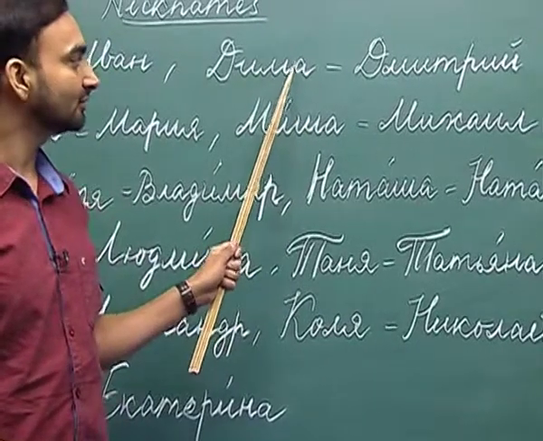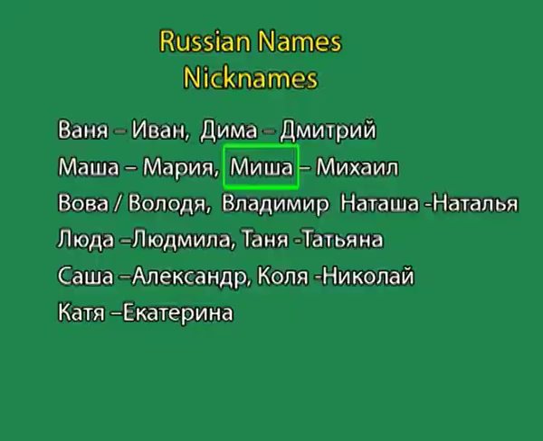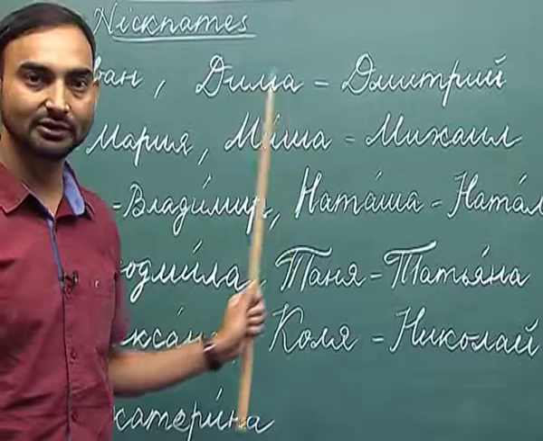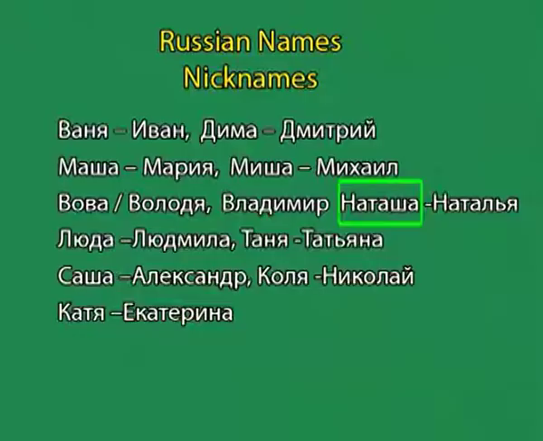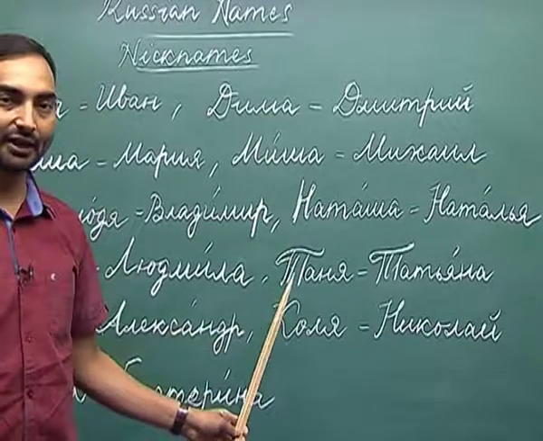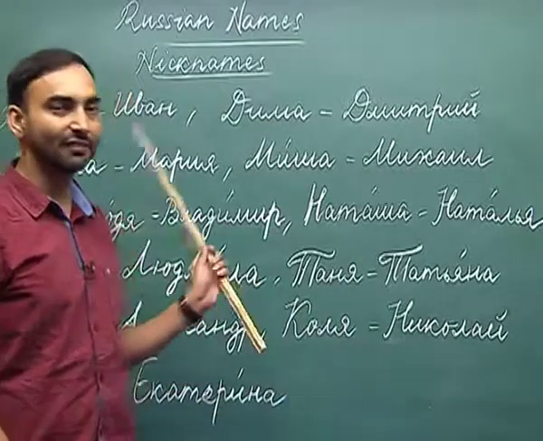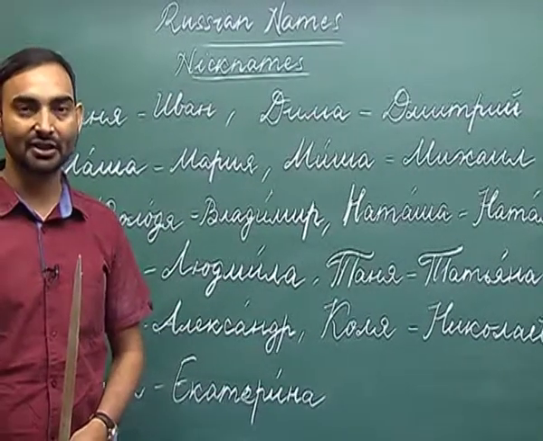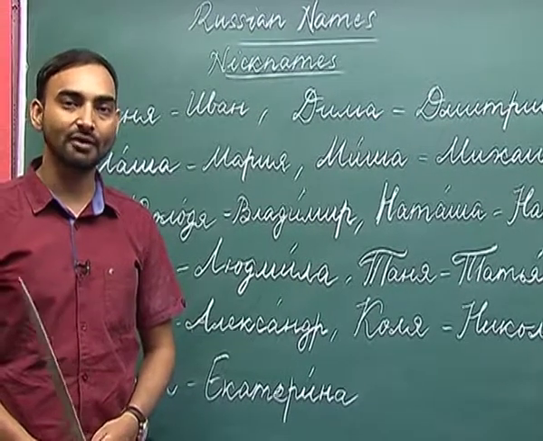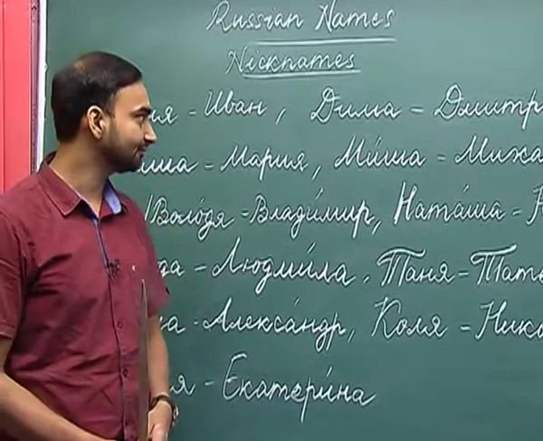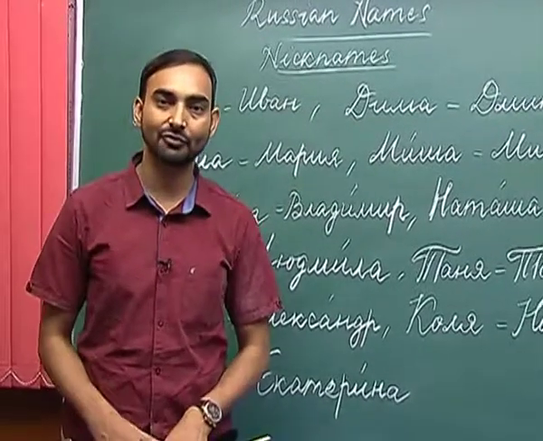So, Dima corresponds to the first name Dmitri. Misha Mikhail. Natasha Natalia. Tanya Tatiana. So, if the first name is Tatiana, then the nickname would be Tanya. Kolya corresponds to the first name Nikolai. So, these are few of the nicknames that are used in Russian language to address someone in informal context or the familiar situations. So, this is all we have for today's lesson.